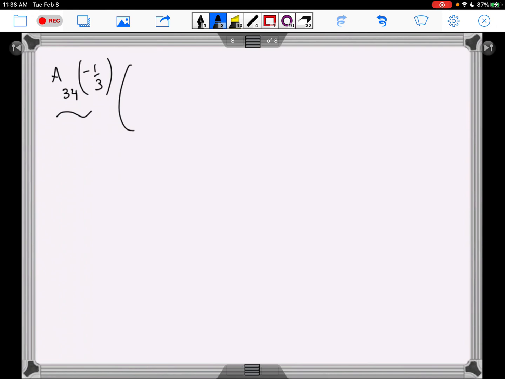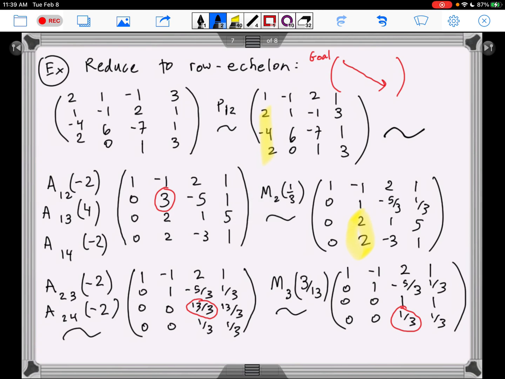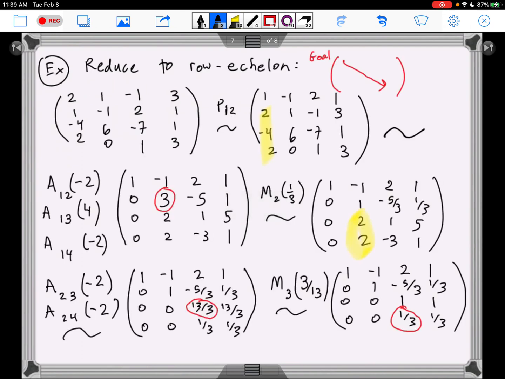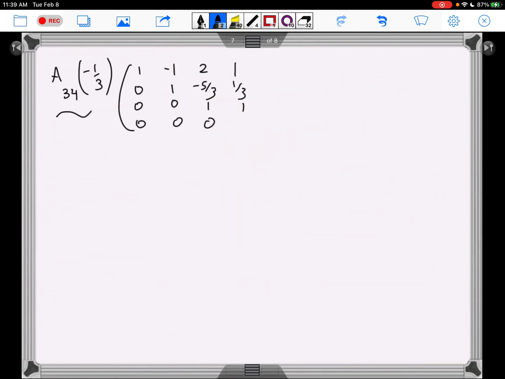So let's go ahead and write down what we had before. We had 1, -1, 2, 1, 0, 1, -5/3, 1/3, and then we had 0, 0, 1, 1. And now what? -1/3 plus 1/3, of course, is 0. And then we have -1/3 times 1 added to 1/3 also gives us a 0, right? So actually we get 2 zeros at the bottom.